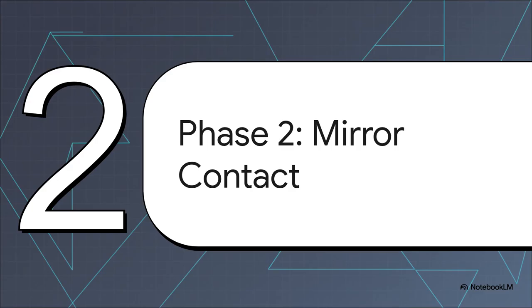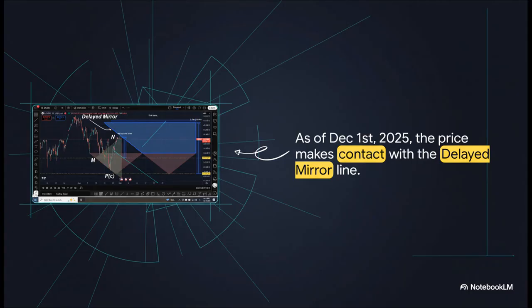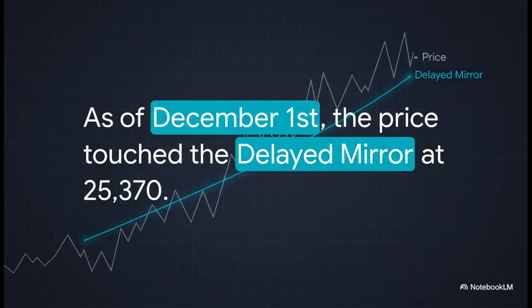Well, this brings us to the event that's actually labeled Phase 2, mirror contact. As you can see right here, the price kept moving after that apex N event, and now it's interacting with another one of those predefined geometric lines. This one is labeled the delayed mirror. The record shows that on December 1st, the price touched that delayed mirror line at 25,370. So just to be super clear on the sequence here, the Phase 3 event happened first, and it was followed by this Phase 2 event.